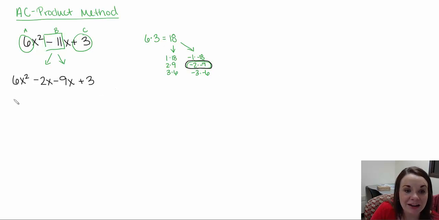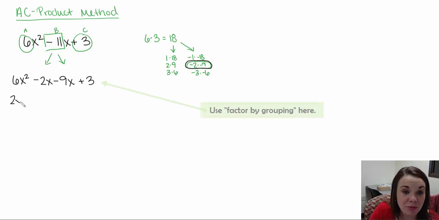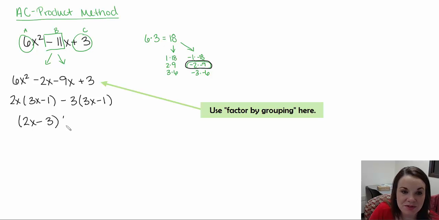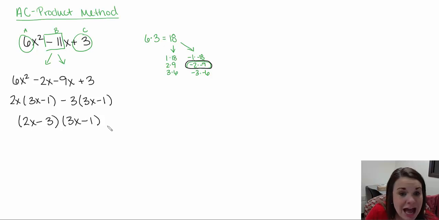Now from here we employ factor by grouping. And if you need a brush up on factor by grouping, check out some of the other tutorial videos here on this YouTube channel. But I factor out the 2x from the first two terms, I factor out the negative 3 from the next two terms, and that leaves me with 2x times 3x minus 1 minus 3 times 3x minus 1, which then when I group those together based on the rules of factor by grouping, I end up with 2x minus 3 and 3x minus 1 as my two factors.